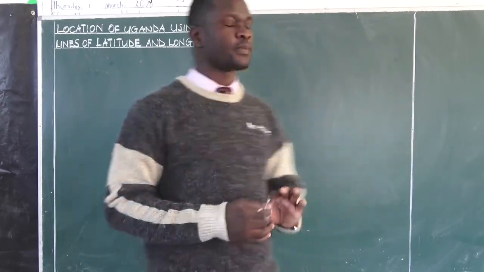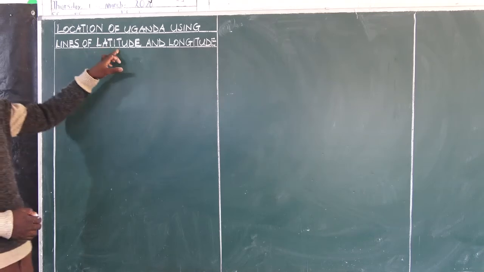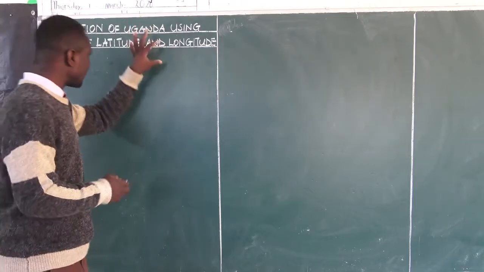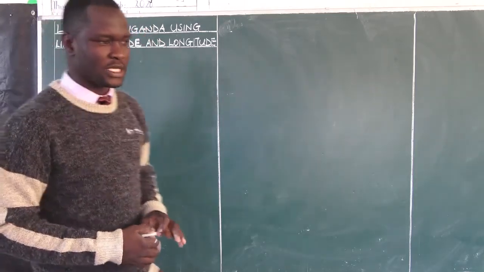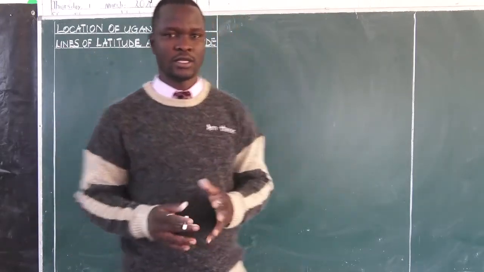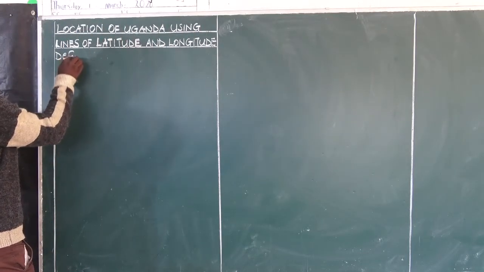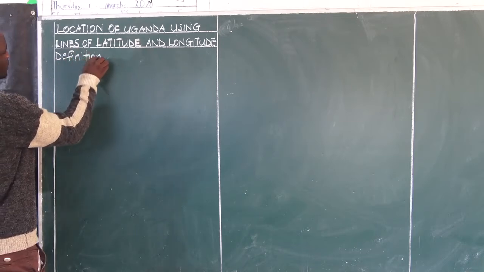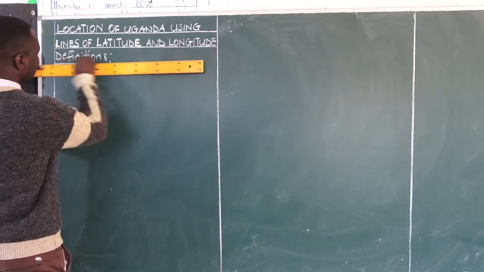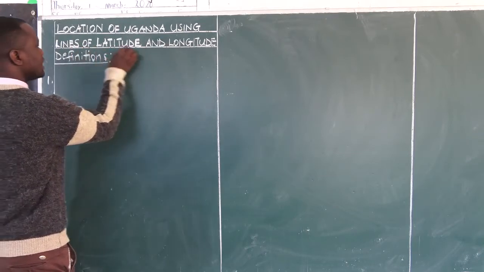So we get on. We are looking at the heading, location of Uganda using lines of latitude and longitude. Before we proceed, we need to first understand what is in this heading, so that we shall later understand how we can locate Uganda using latitudes and longitudes. So we are going to have our terms defined. The first term we are having on our board is what we call lines of latitude.